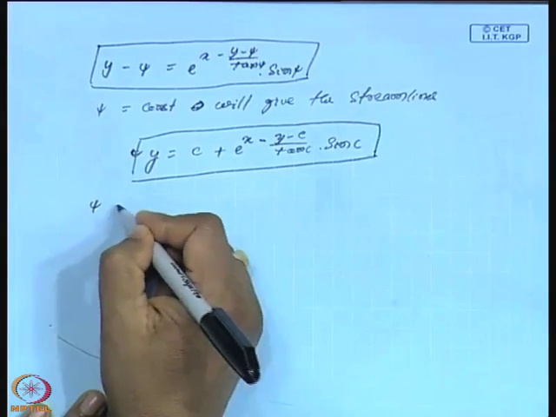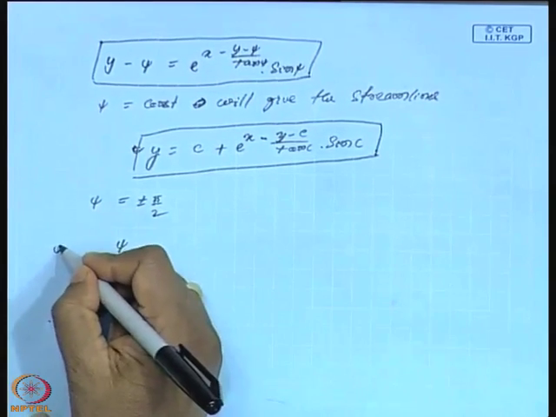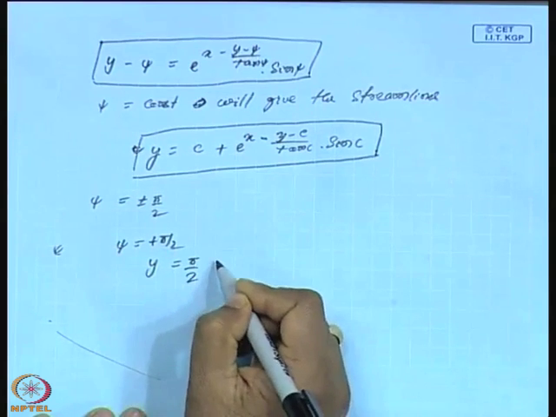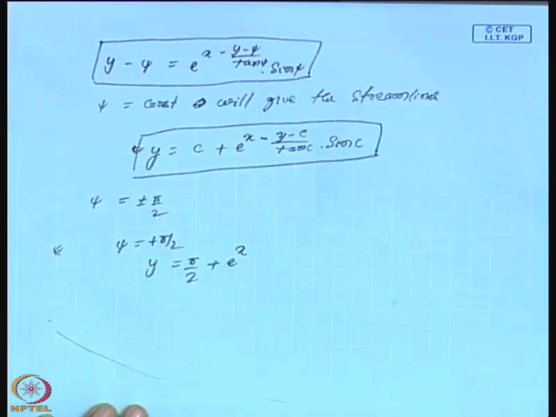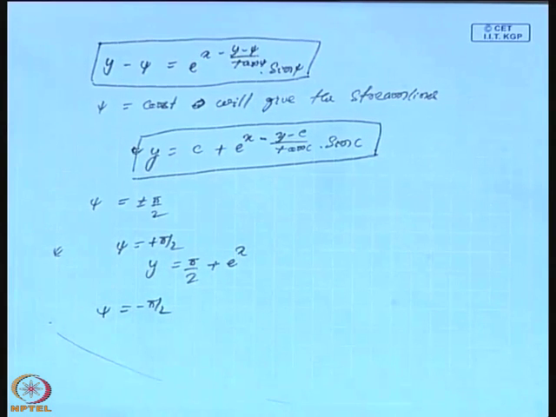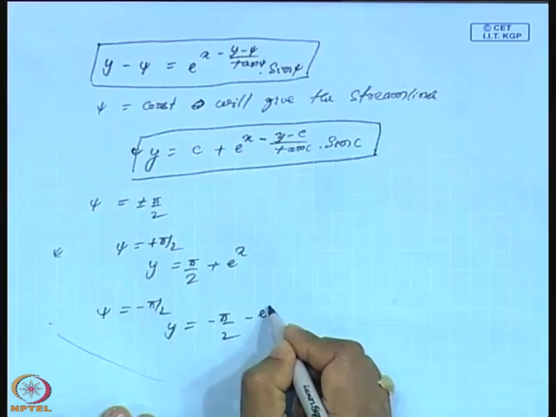Now, in particular, if I put psi is equal to plus or minus pi by 2, let us say psi is equal to plus pi by 2, what will happen? My y will be pi by 2 plus e to the power x. Psi is pi by 2, and that quantity will give me 0, so I will get pi by 2 plus e to the power x. On the other hand, if I take psi is equal to minus pi by 2, then I will get y is minus pi by 2 minus e to the power x.